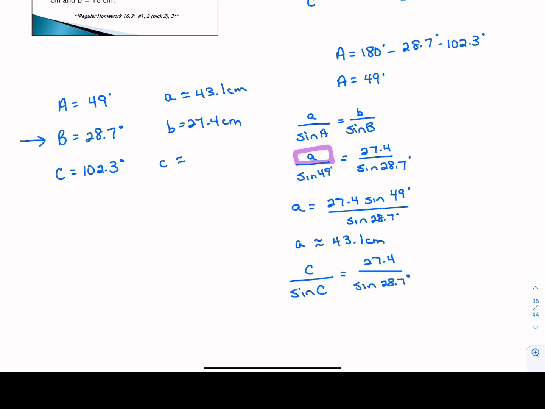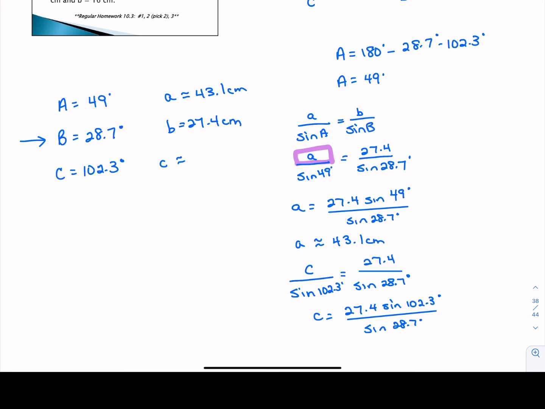And I guess we can insert what we know for angle C here as well. I should have done that initially, so let's rewrite that here. We've got the sine of angle C, which we know is 102.3 degrees. So once again, when we solve for C, we need to cross multiply and divide. So we're going to take 27.4 and multiply that by the sine of 102.3 degrees, and then divide that when we're done by the sine of 28.7 degrees.